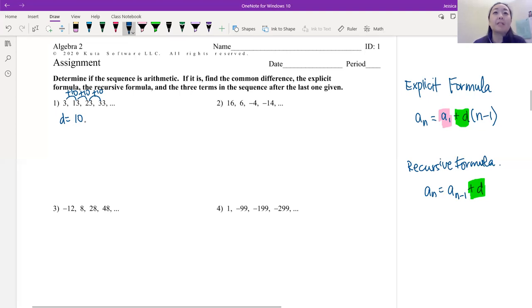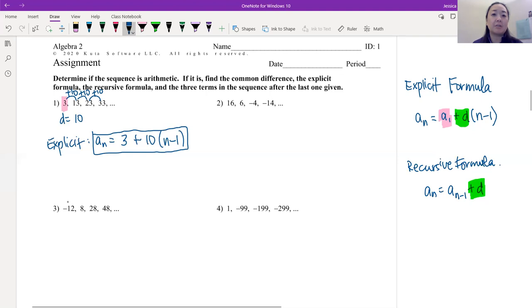All right, so here we go. So that's the difference, and then the explicit formula. What is the explicit formula? Okay, well, this is not highlighted, so it's going to be A sub n is equal to my first term. And what in the world is my first term? This guy right there, right? That's my first term. Always, it's the first number. So that's going to be 3 plus my D, which is 10, times (n minus 1). There we go. Done. Nothing else to do. This is it. Do you see how there's no work to be shown? You just either have it or you don't.